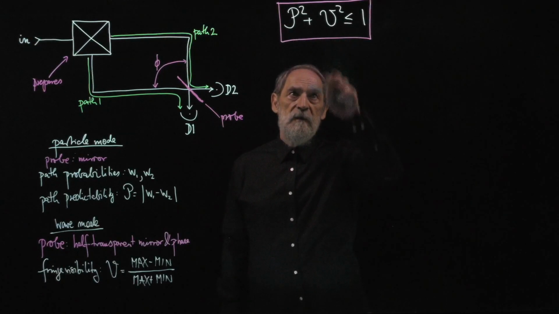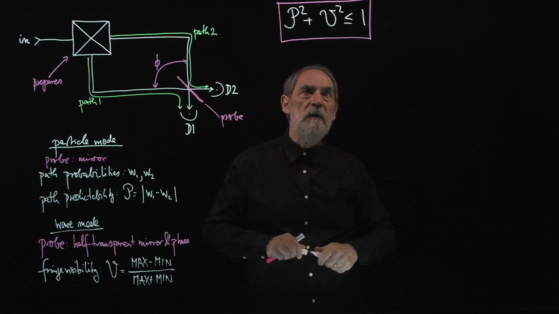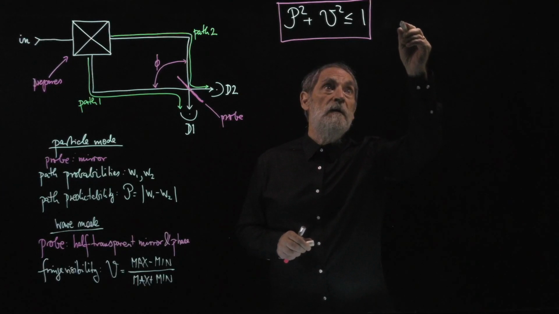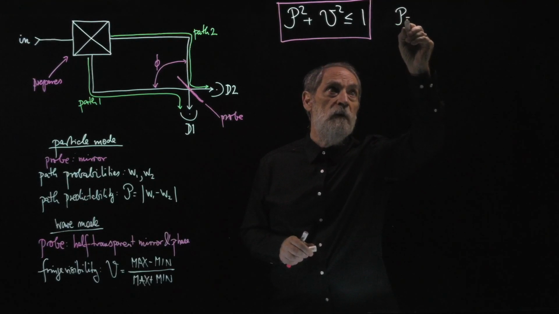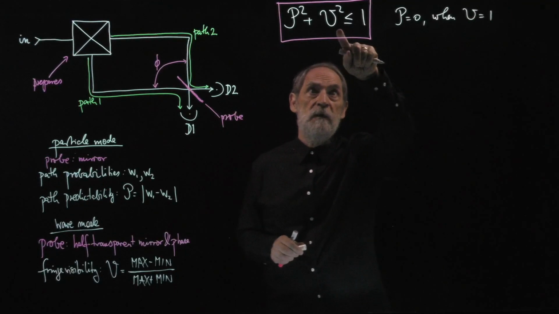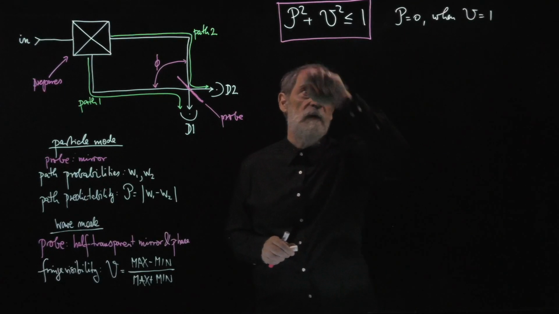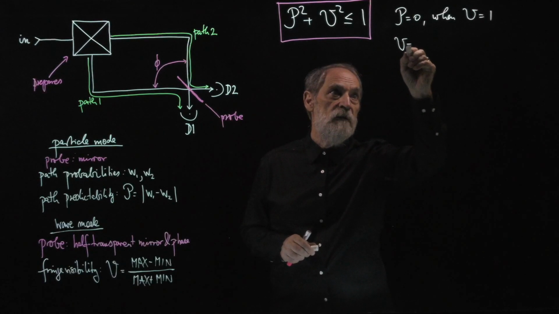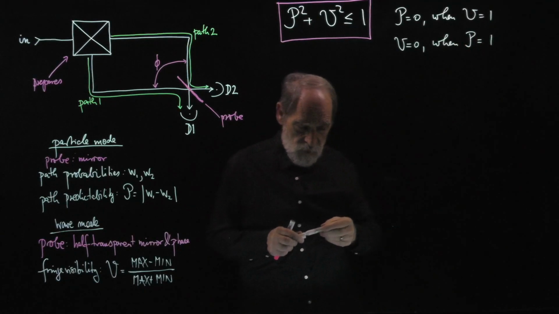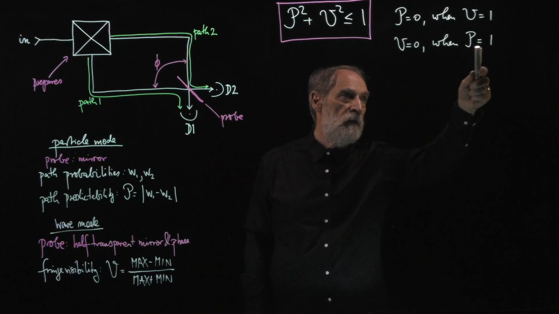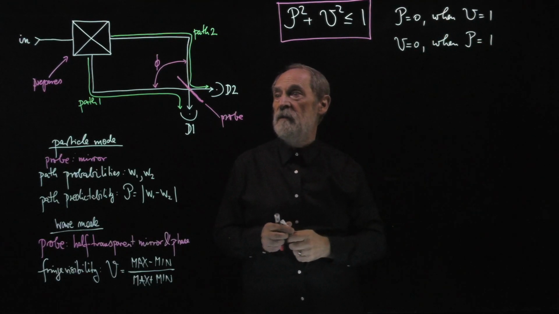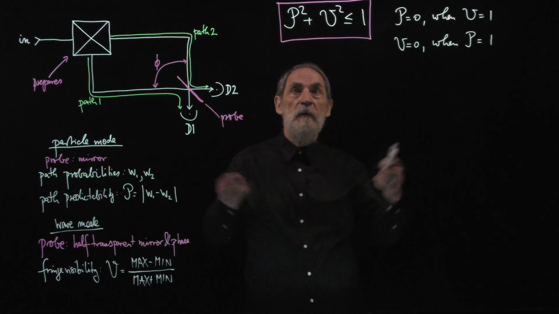Alright, so we have established this inequality, and clearly it contains the cases that we have talked about before. So we have P equals 0 when V is equal to 1, because if V is equal to 1, then this square is already 1, there's nothing left for P. And we have V equals 0 when P is equal to 1, which are these extreme cases where we have only particle properties and only wave properties, or only particle aspects, only wave aspects present in the experiment. But what about compromises?